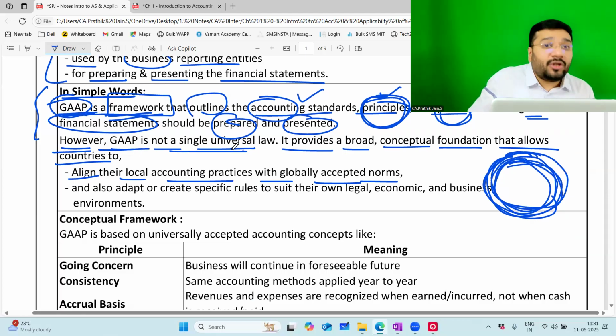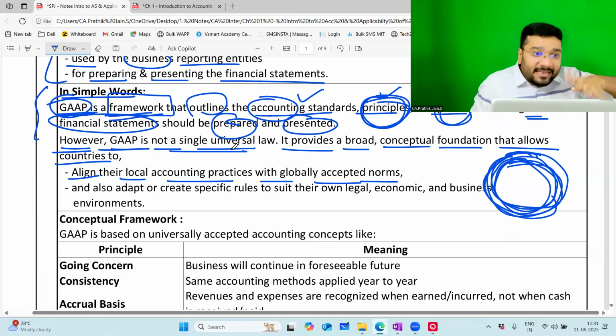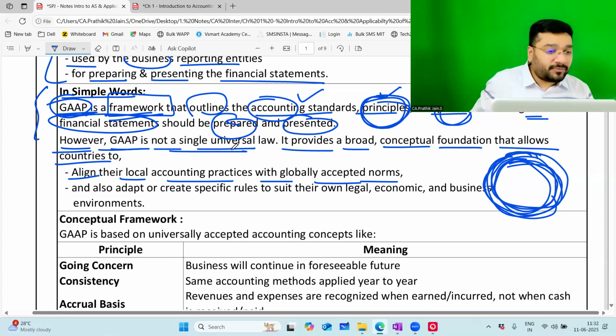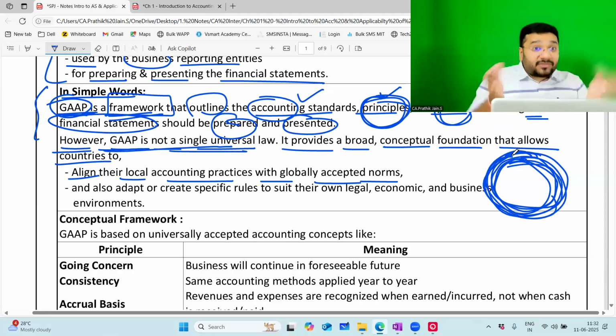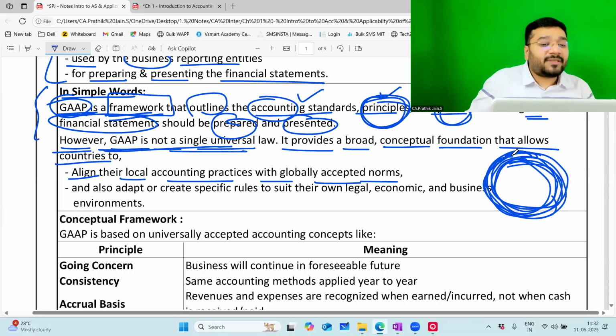However, GAAP is not a single universal law. Law means what? In a country, let's say we have company law, you have to strictly abide by that law. You can't deviate from that. GAAP is not a law. They're not telling you this is what you have to do, but they've given a broad structure. It means they're trying to make your life more flexible. In this flexibility, you can modify the rules according to your country's situation. This is a broad structure. Within this structure, you can play however you want to play. Beyond this, you can't go, is what GAAP is trying to say.